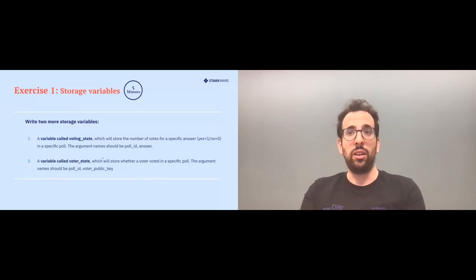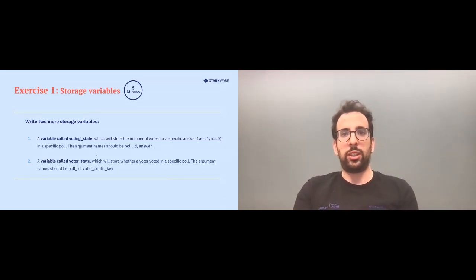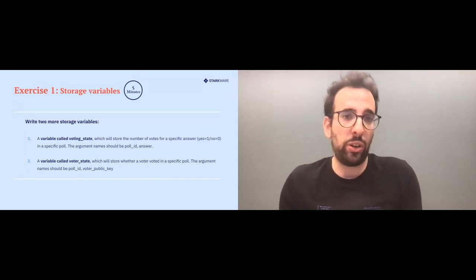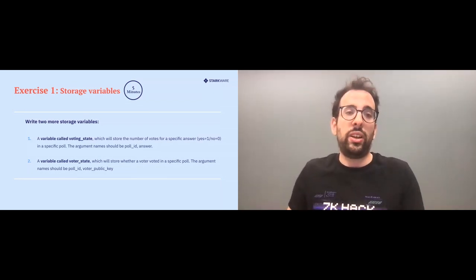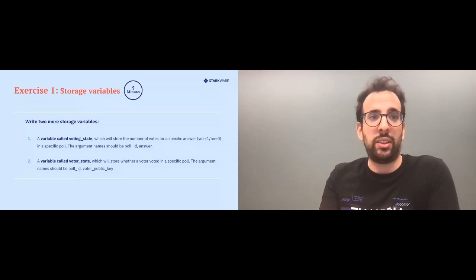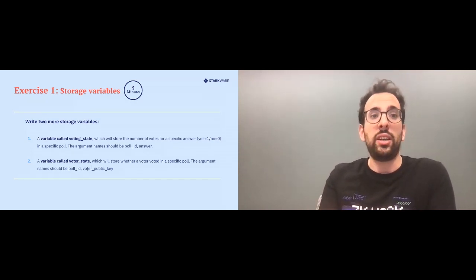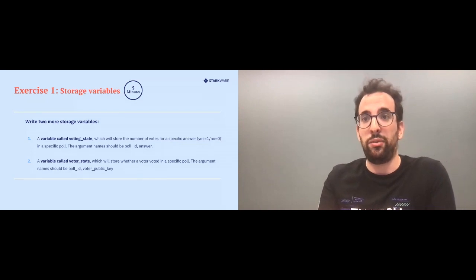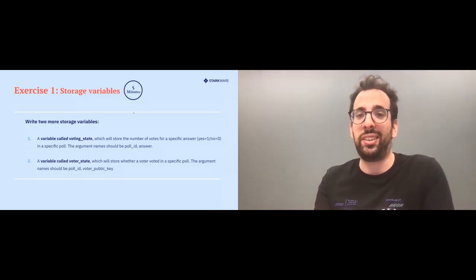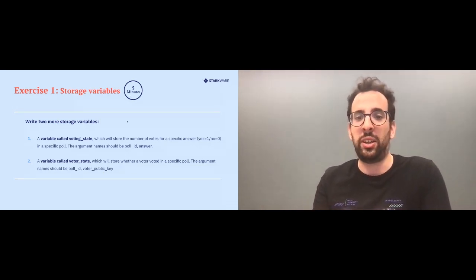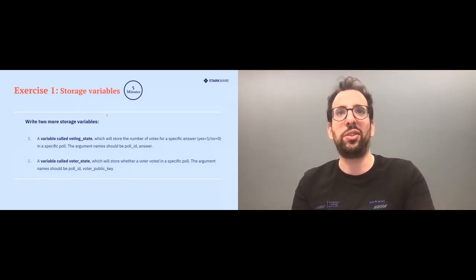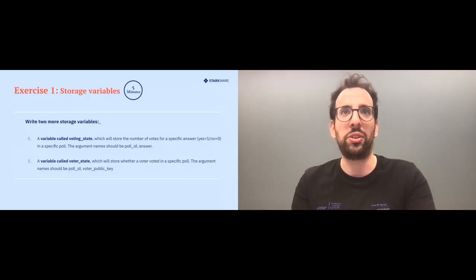And another variable, voter state, which indicates whether or not a voter has voted on a given poll. We're going to want to be able to track the voter state, so he won't be able to vote twice. So here again, the key consists of poll ID and the voter's public key. Okay, so please take 5 minutes, and of course, let us know if there are any questions. Feel free to ask in chat. And good luck. We'll have a few more of those as we move along.